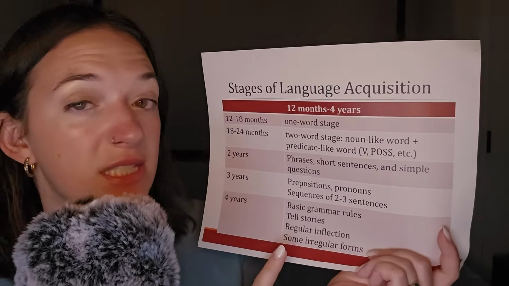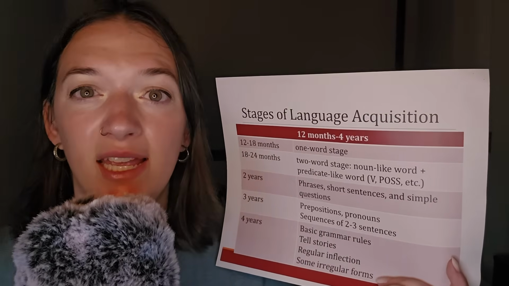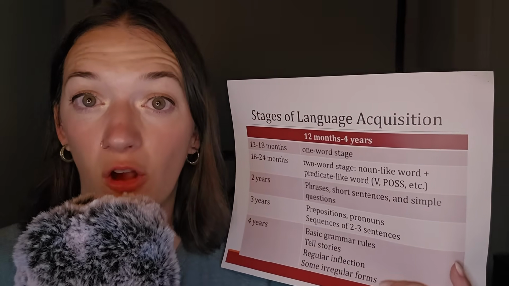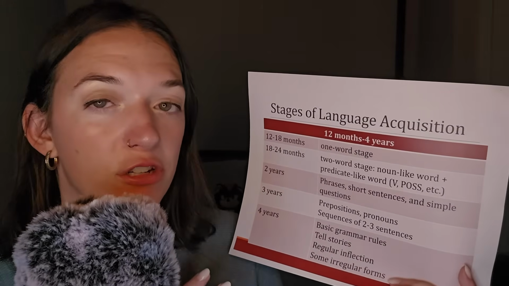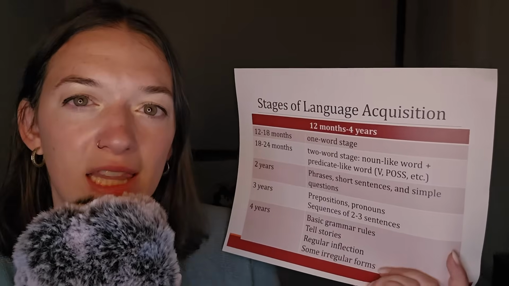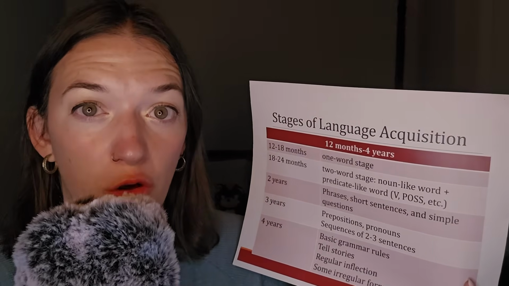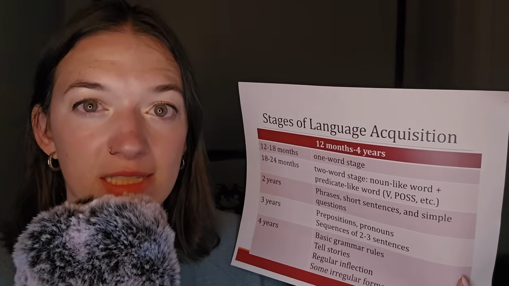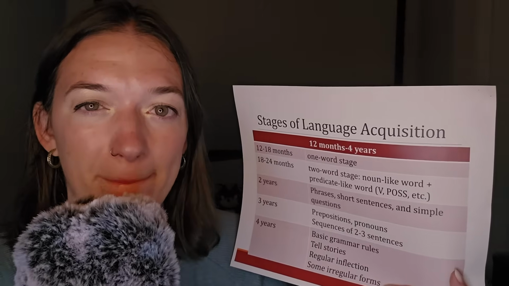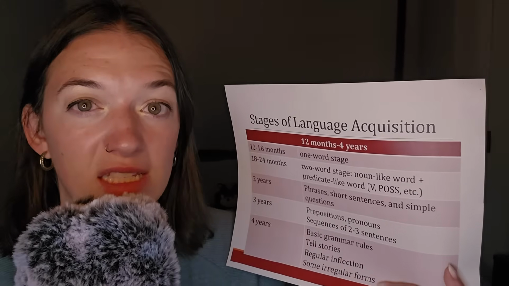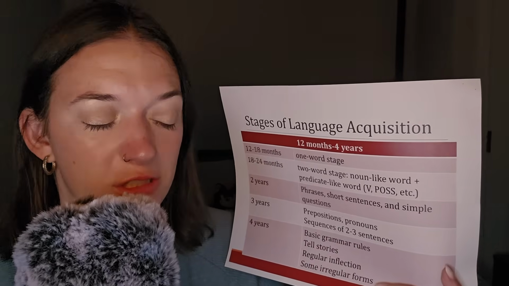And they might have some irregular forms, like they might know I am, he is, they are. But they probably don't have the rarer irregular forms. They probably don't know that dive becomes dove, or mouse becomes mice. They might say mouse and mouses because they've learned the regular plural but not the irregular plurals.